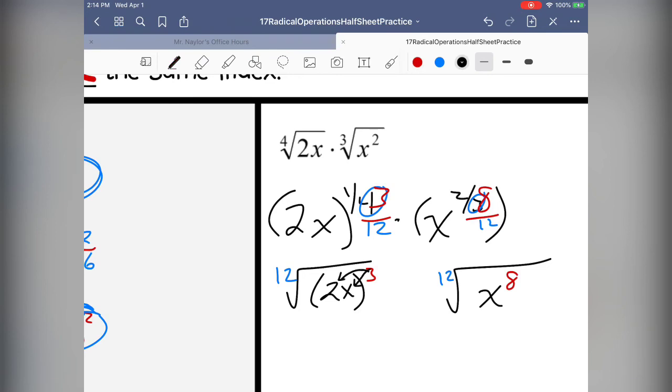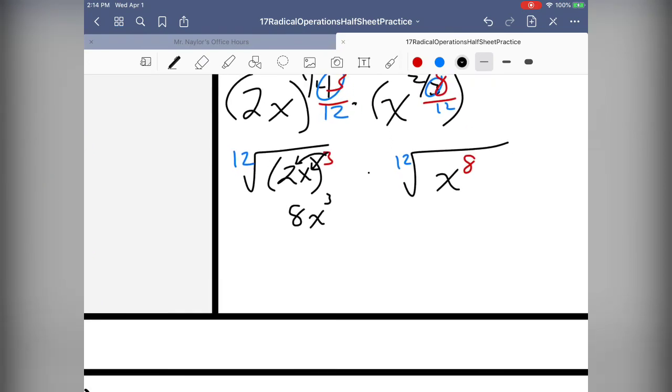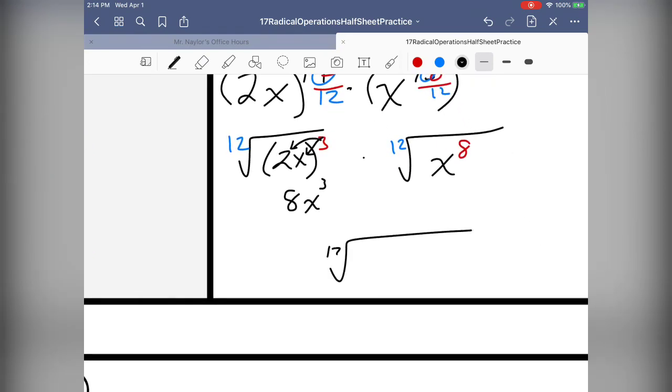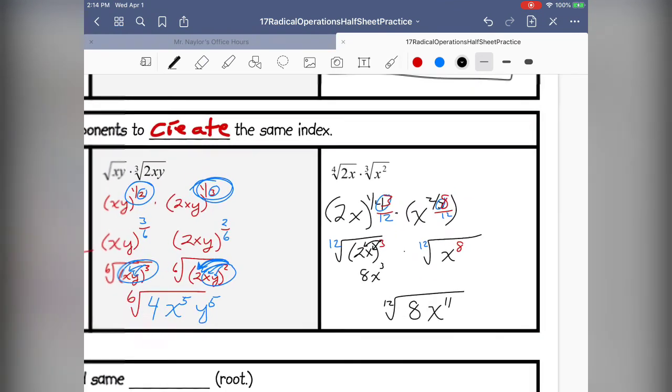When you distribute this 3, you find out that you really get an 8x3, not 6x3. Remember, it's 8 because that's 2 times 2 times 2. But I can actually add my exponents together and get x to the 11th. 8 doesn't have anything to change with.